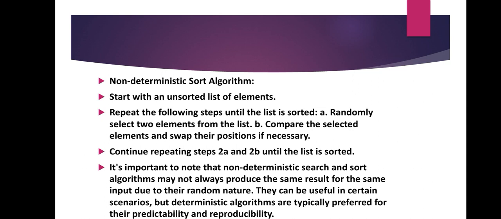Now we can see the algorithm for non-deterministic sort. Step 1 is to start with an unsorted list of elements. Step 2, repeat the following steps until the list is sorted. Randomly select two elements from the list. Compare the selected elements and swap their positions if necessary. Step 3 is to continue repeating steps 2a and 2b until the list is sorted.